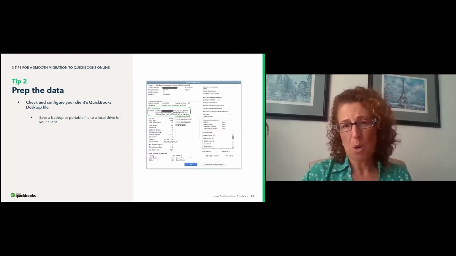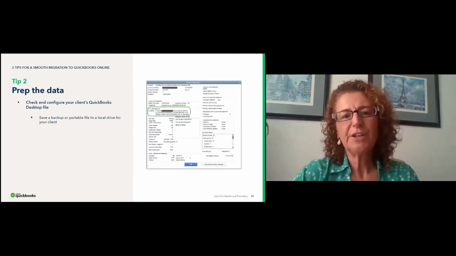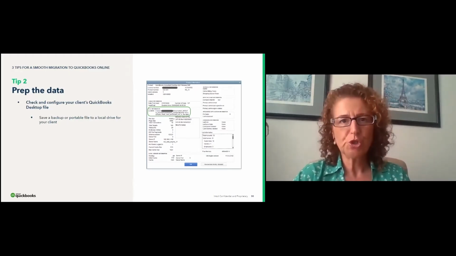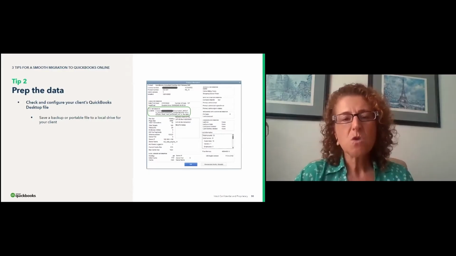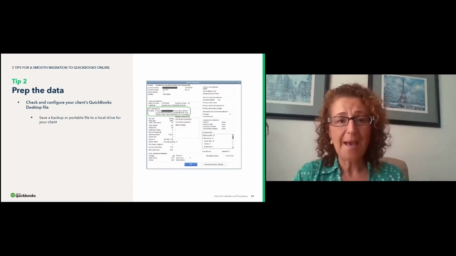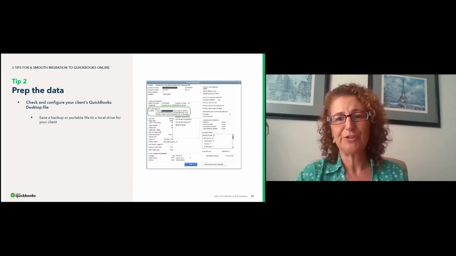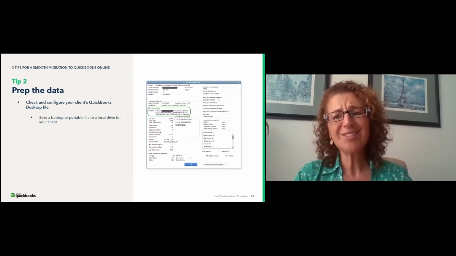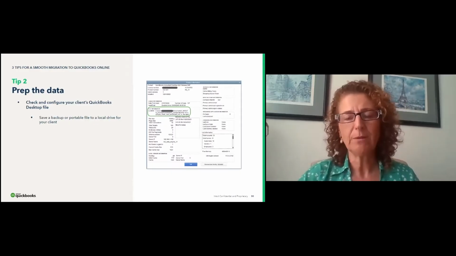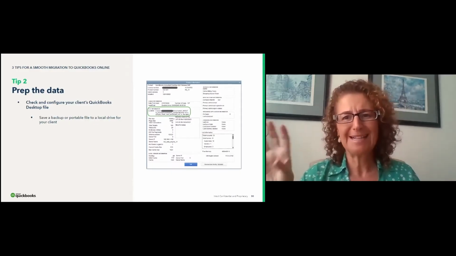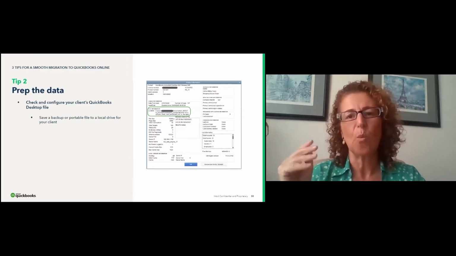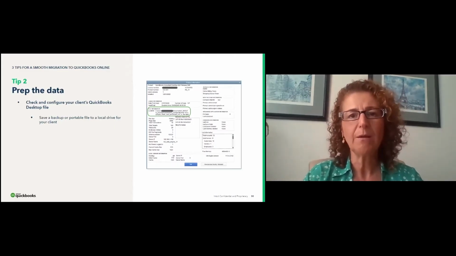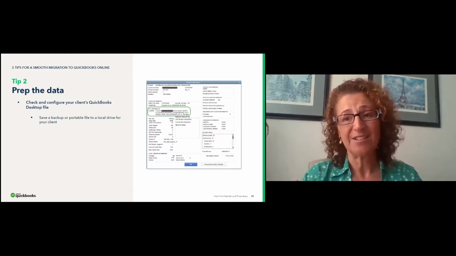The next step in the process is to check and configure your client's QuickBooks Desktop file. What you want to do is create backups. You want to have a portable backup, you want to have a traditional backup, and you want to have an accountant's copy. I like to save each one in a different spot. One local, one to the cloud, one on a stick drive. So you always have several backups just in case something were to go wrong. And you have access to those backups.